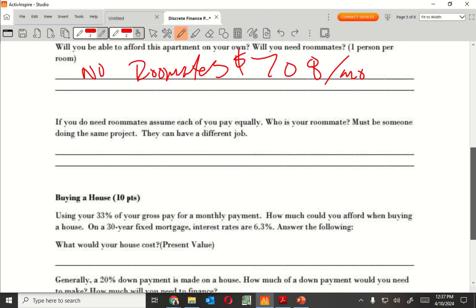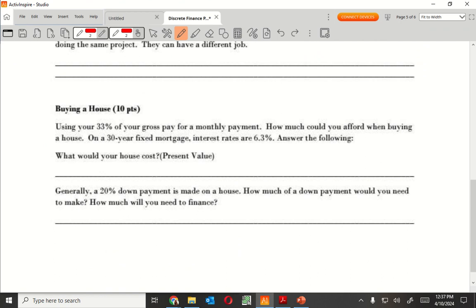There we go. Let's see. Next one, buying a house. This is where a lot of people just did not get the points. Okay, we're going to use the information that we just had. Using 33% of your gross pay for your monthly payment. What was my monthly payment from the top problem? 750.75, like that, right? This is what I'm going to try and pay a month. These are my monthly payments.